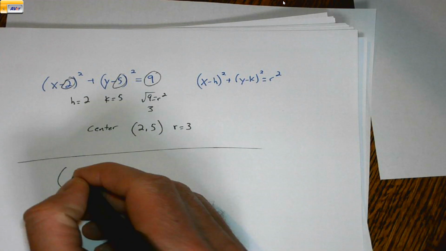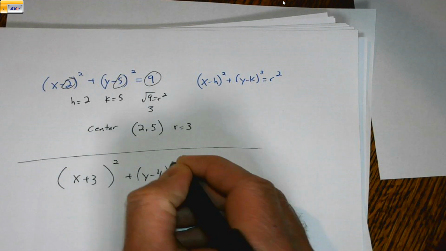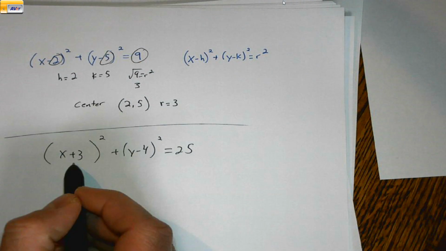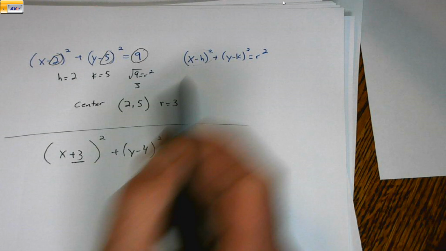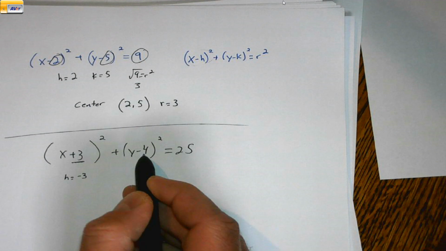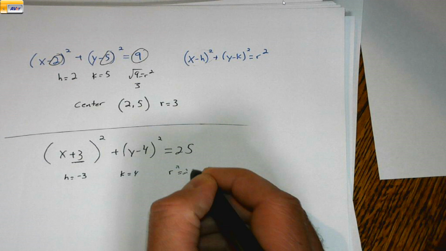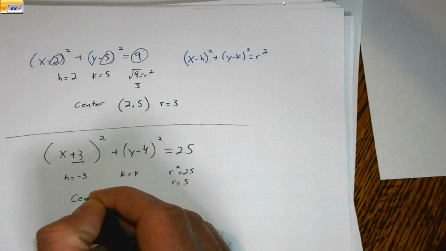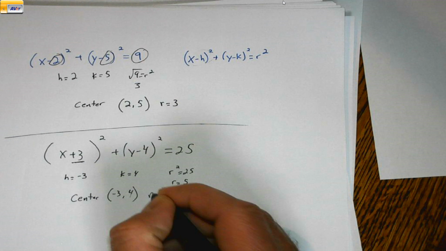One more. (x plus 3) quantity squared plus (y minus 4) quantity squared is 25. If I look at it, I notice right off the bat I have a plus 3. If I'm following my rule here, since it's a plus 3, that means my h had to have been negative 3. And this is a minus 4, so that means my k is 4. The r squared is 25, which means the r is 5. So my center is at the ordered pair (negative 3, 4), and the radius is 5.